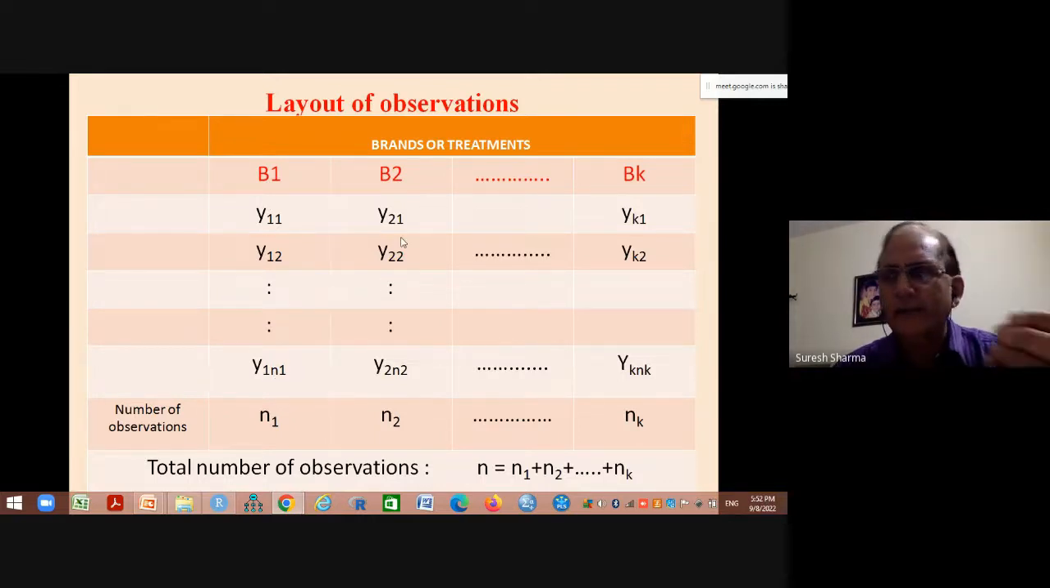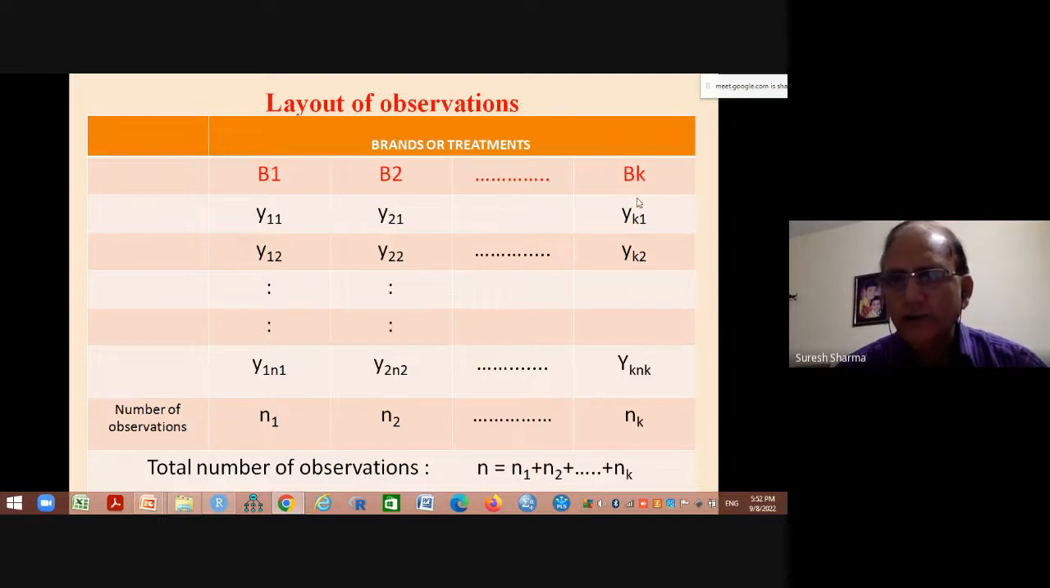Similarly, I look at brand number 2. Let's say I take Bajaj. Put the items again on test. 2 stands for the fact that they are all coming from Bajaj. How many tubes have I taken from Bajaj? 1, 2, right up to N2. N2 number of tubes from Bajaj. And again, note down their life length.